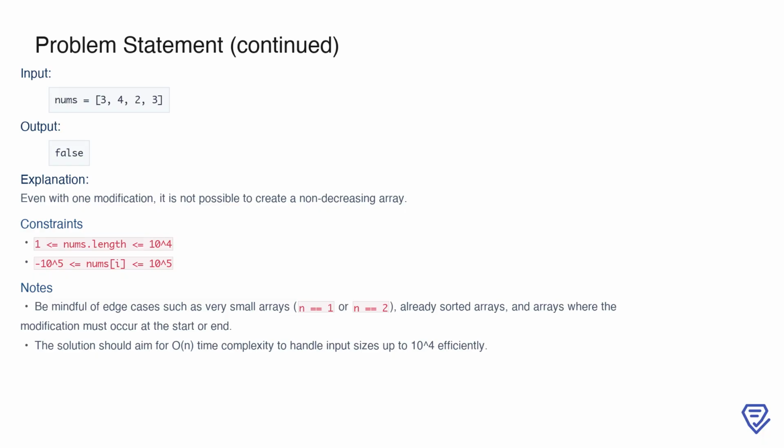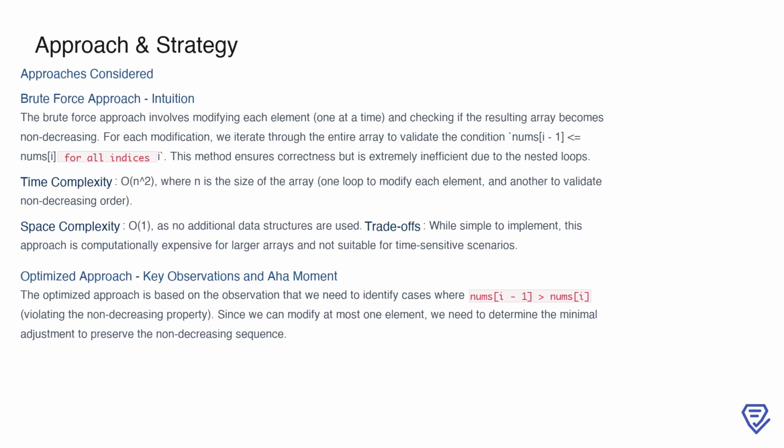ideal for this problem. To solve the problem, we first consider the brute force approach. The idea here is straightforward. For each element in the array, we modify it and then check whether the entire array satisfies the non-decreasing condition. This is done by iterating through the array and verifying that for all indices, the relationship nums[i-1] <= nums[i] holds true. While this method guarantees correctness because it exhaustively tests all possibilities, it is computationally expensive. With nested loops, one for modifying each element and another for validating the array, the time complexity becomes O(n squared), which makes it impractical for large arrays.